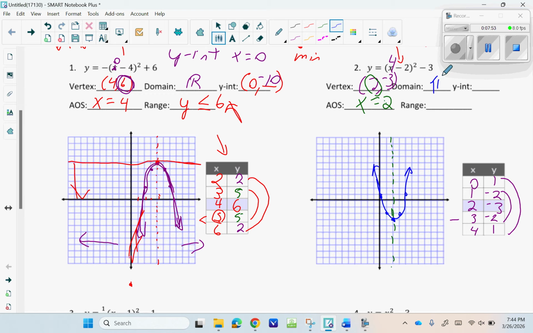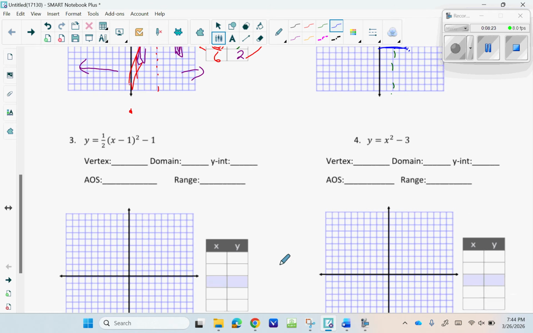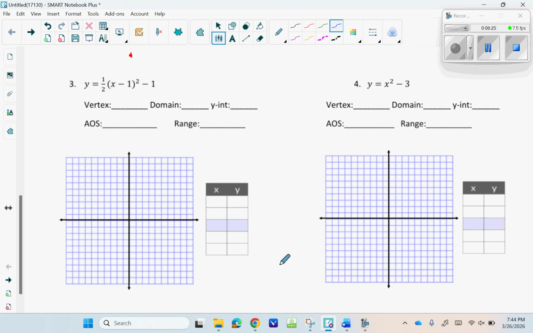So the domain is always going to be the set of all reals. We lucked out right there. We already know where it crosses the y-axis, which is (0, 1). And our range is going to be y is greater than or equal to... let's see, how low does it go? Right there, -3. And again, we can tell by the y part of our vertex. Okay, let's do 2 more. See if you guys can do these 2 on your own, and we'll come back and talk about it.